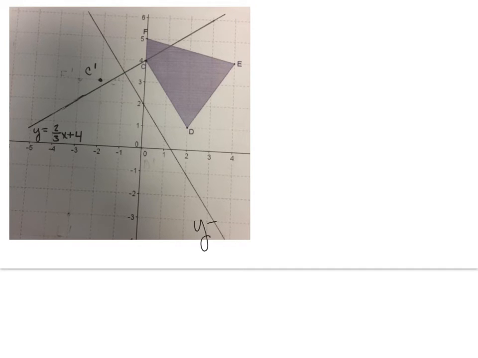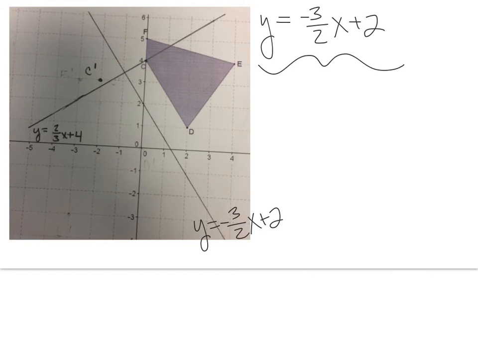If this line right here is y equals negative 3/2 x plus 2, I know that a line through C to C prime will be perpendicular to this line of reflection. So we know things about perpendicular lines and slopes that we learned in Algebra 1. If this slope is negative 3/2, a line perpendicular to this one will have an opposite sign reciprocal slope. So my perpendicular slope is 2/3.